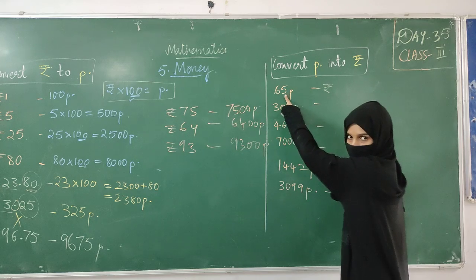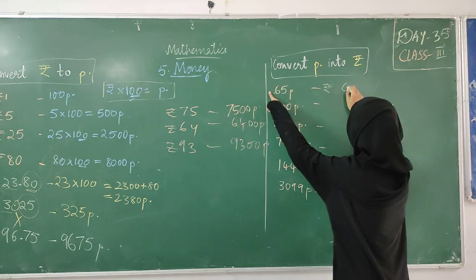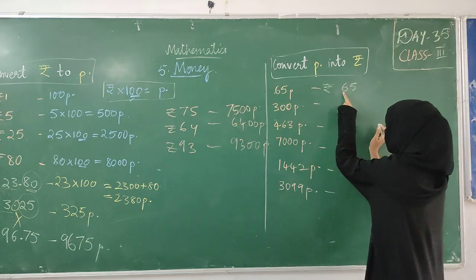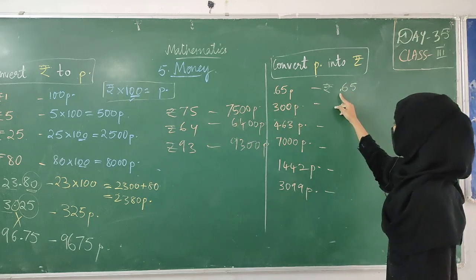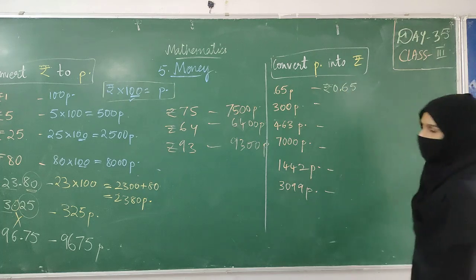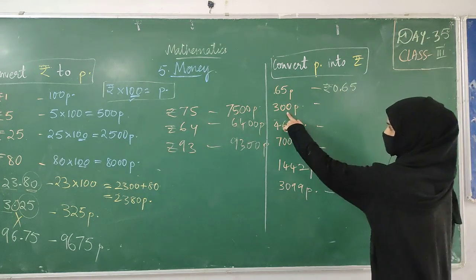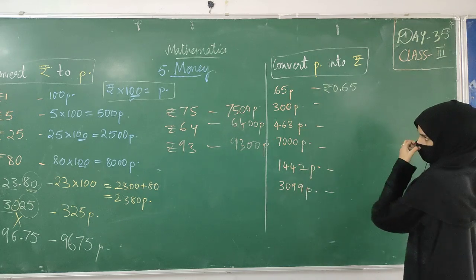This will be one number, this will be two. After this you have to put a dot. So what will be the number? 65, I am writing. After two numbers you have to put a dot. Now there is nothing before the dot, so you will put 0 over here. Okay? Now the next numbers will be easier, the 3-digit and 4-digit numbers.